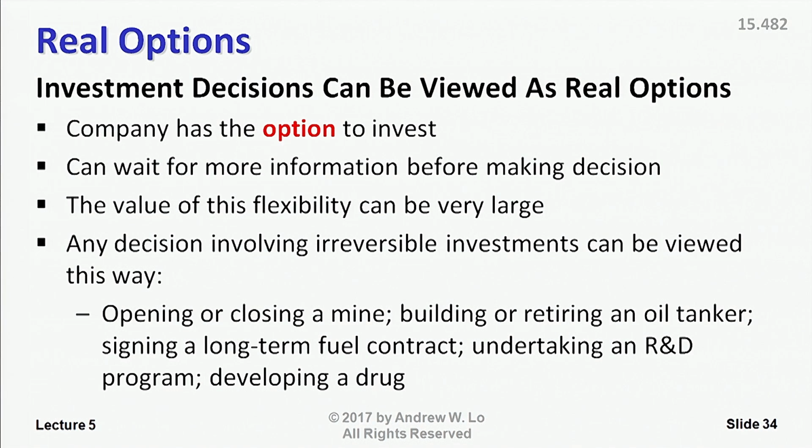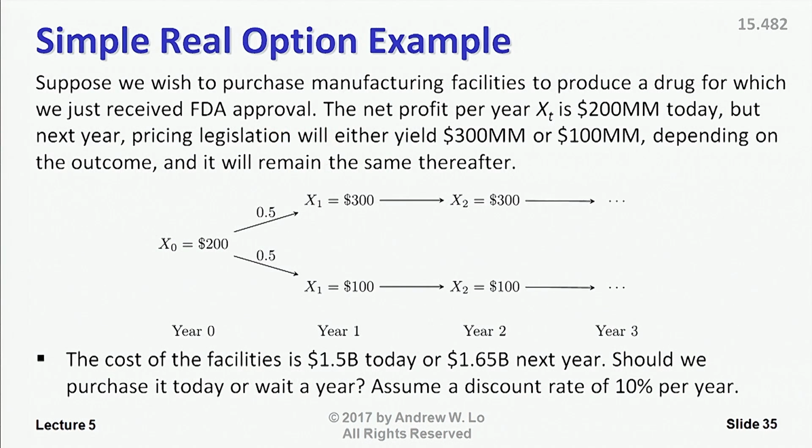So things like opening or closing a mine, building or retiring an oil tanker, or undertaking a particular drug development project, those are examples of options that we all have access to in one form or another from a business perspective. So I want to give you an example of how that process of deciding how to take advantage of these opportunities can actually add value. To do that, I want to start with a numerical example. Once I give you the numerical example, it's going to be obvious how you take this into account in practice.